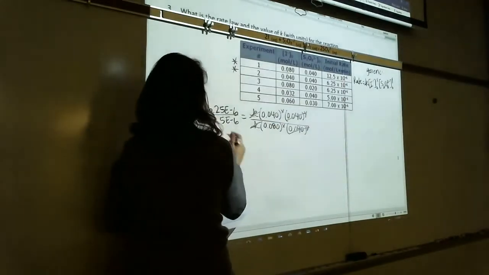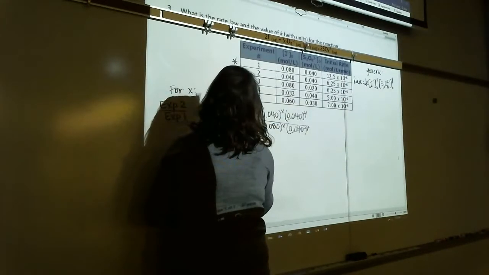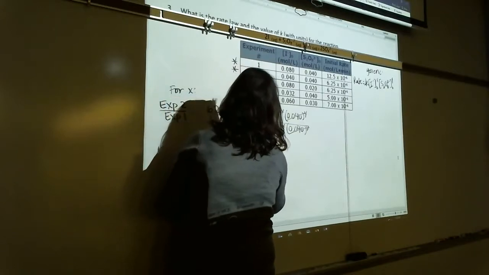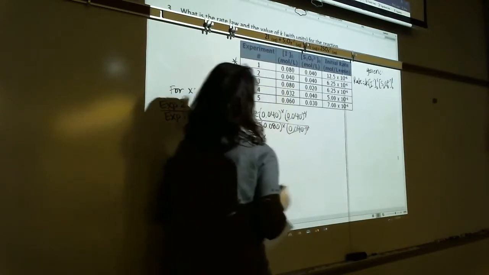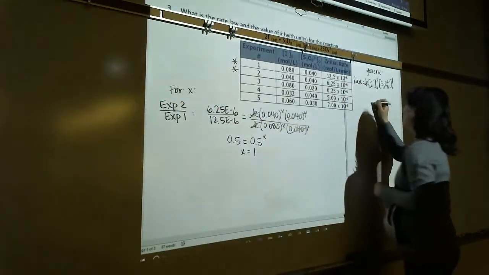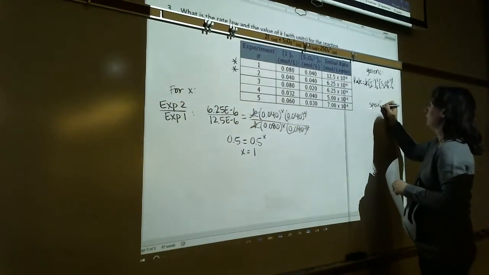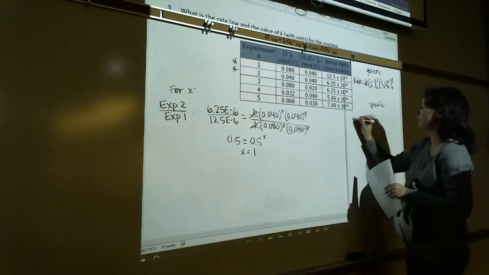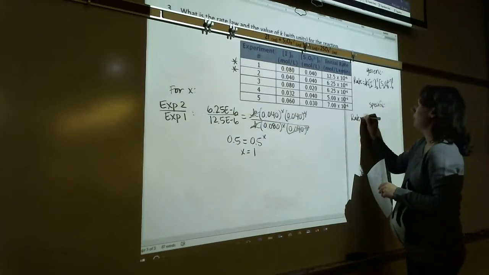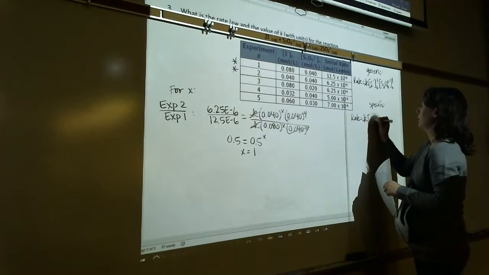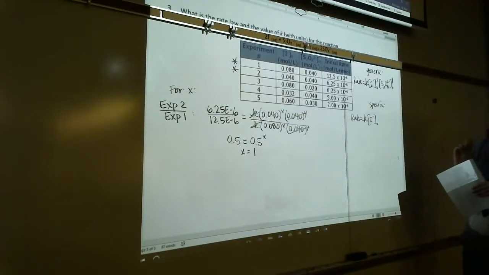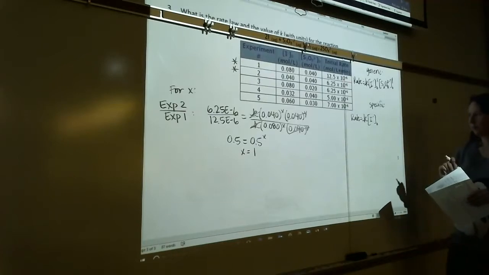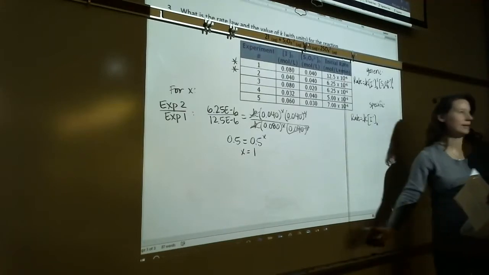All right, this over this gives me 0.5. This over this gives me 0.5 to the X. So X equals 1. So our specific rate law, which will be my final answer eventually, rate is equal to K, initial concentration of iodide.